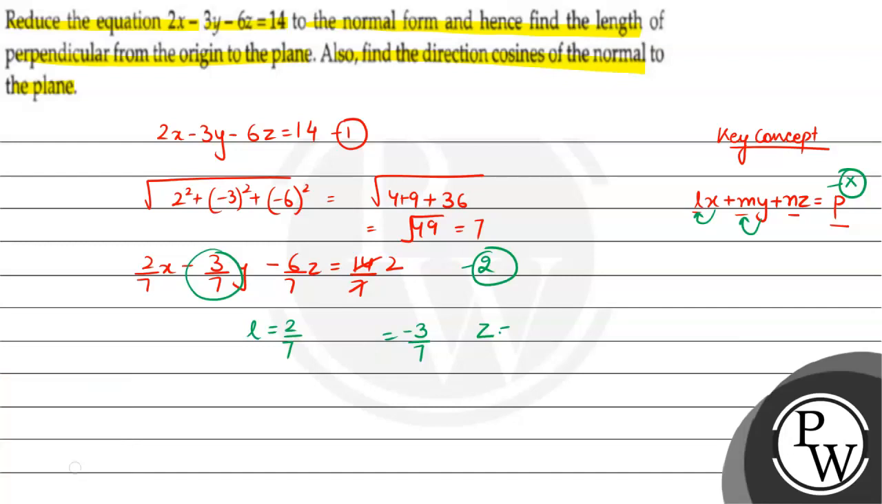So this is m, and similarly the value of n will be the coefficient of z, that is minus 6 by 7, and the perpendicular distance, the length of the perpendicular from origin will be 2, that is the value of p is 2. So the length is 2 and the direction cosines are 2 by 7, minus 3 by 7 and minus 6 by 7. So this is the answer of the question. I hope you understood it well. Best of luck.